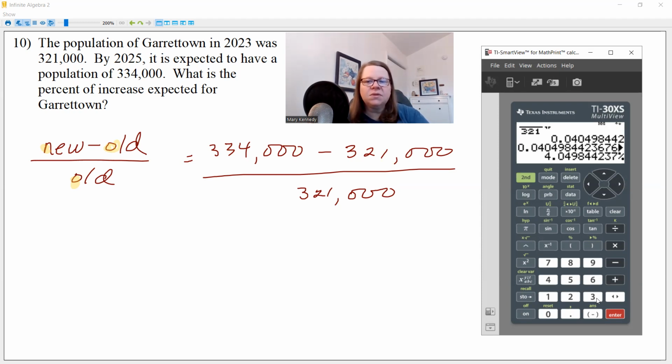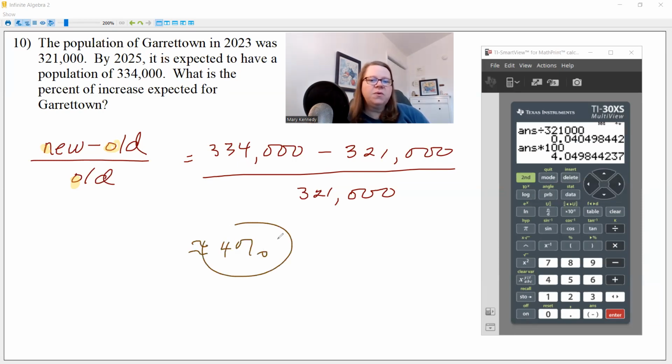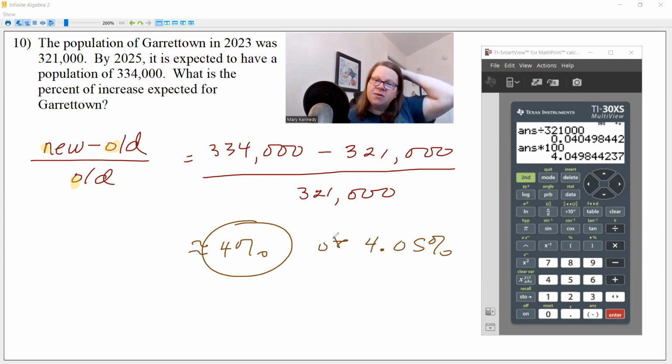But all of that without this particular calculator would look like this. You would subtract them. You would divide that answer by the first, 321,000, the old. And then you would multiply your answer times 100 to just change it to a percent. You're just moving that decimal over two places. So it becomes 4%. So all of this is about 4%. And if we were told to round to a certain decimal place, maybe to the hundredths, we would say 4.05%. Just depends on how you're told to do that.